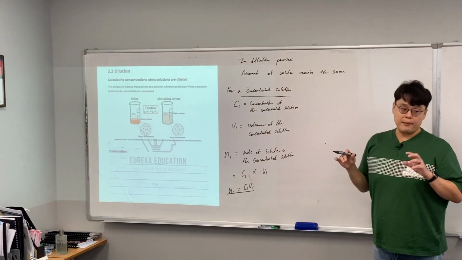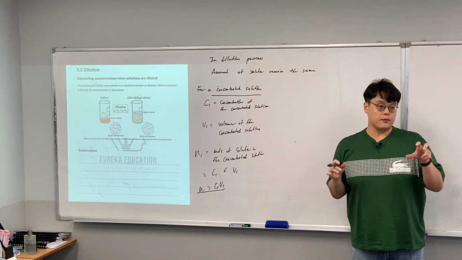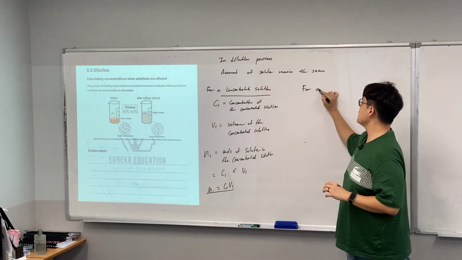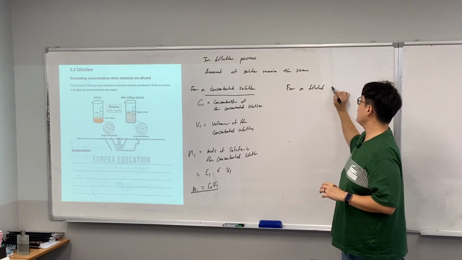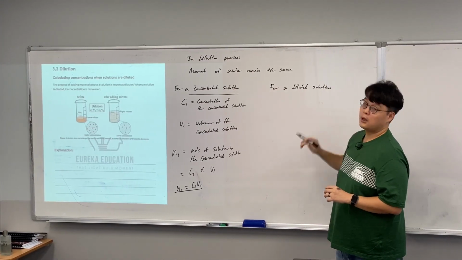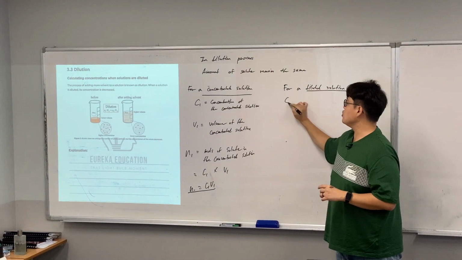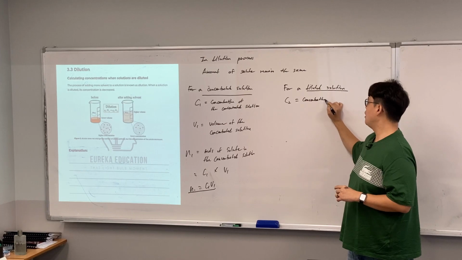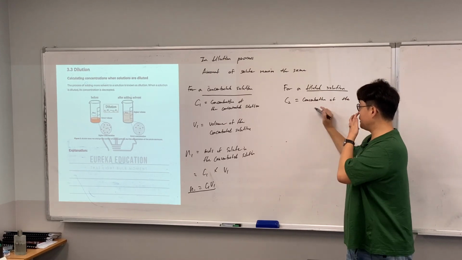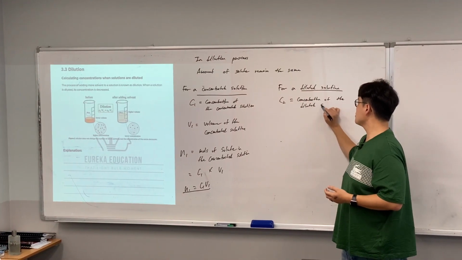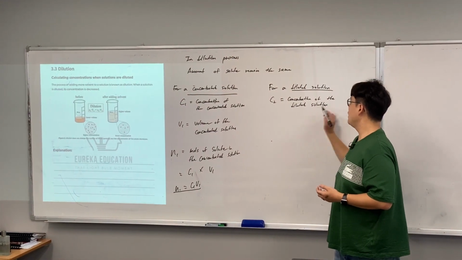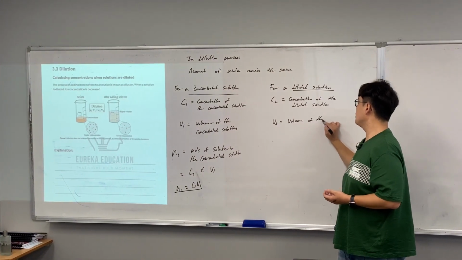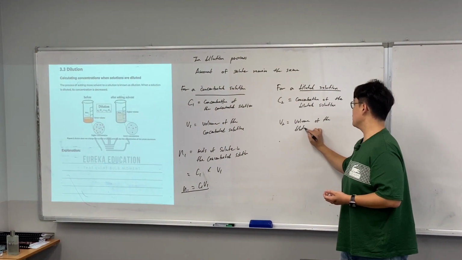Now, after that, I added some extra volume of water to make the bottle full. So we call that a diluted solution. Then I'm going to name the new symbol C2. That is the concentration of the diluted solution that we have. And the volume 2 is the volume of the diluted solution again.